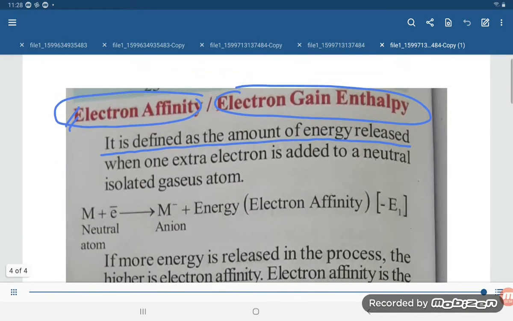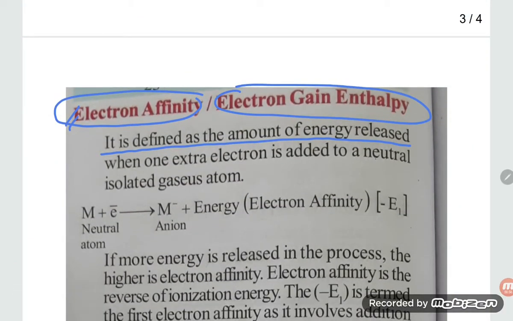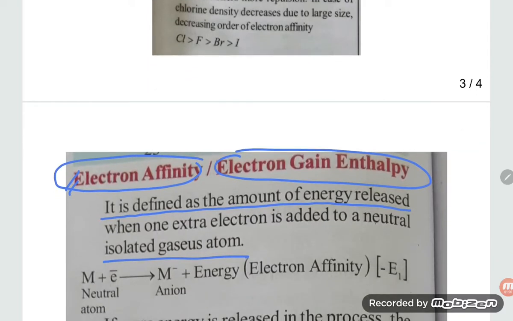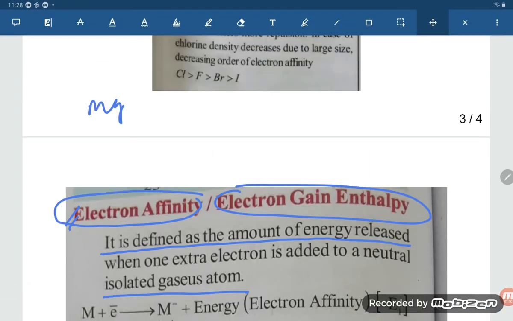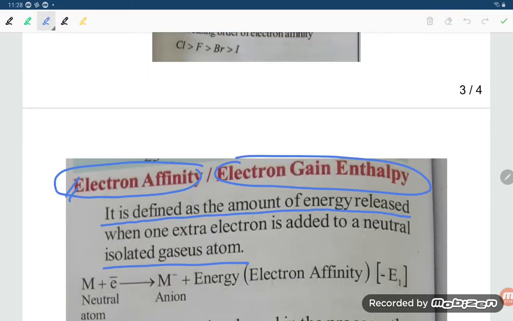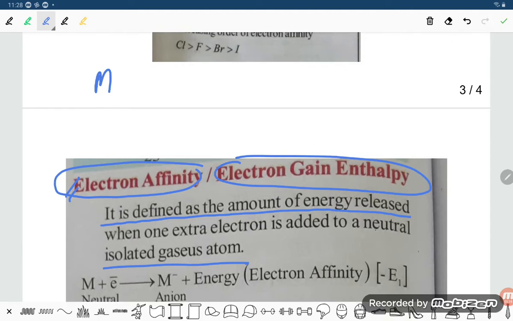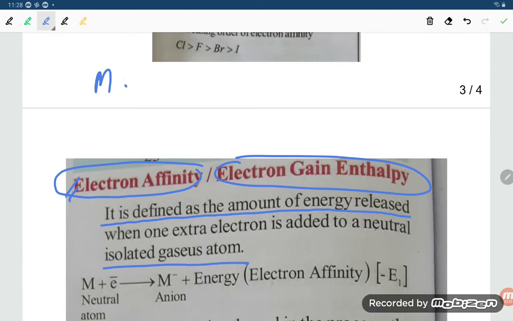So here, try to understand the terms. It is defined as the amount of energy released when one extra electron is added to a neutral isolated gaseous atom. What is the meaning of this, students? Consider any metal, that will be helpful to understand. One metal atom is there. This metal should be isolated, meaning a single atom, and it should be in the gaseous form. And when you add one extra electron, it will be added here.